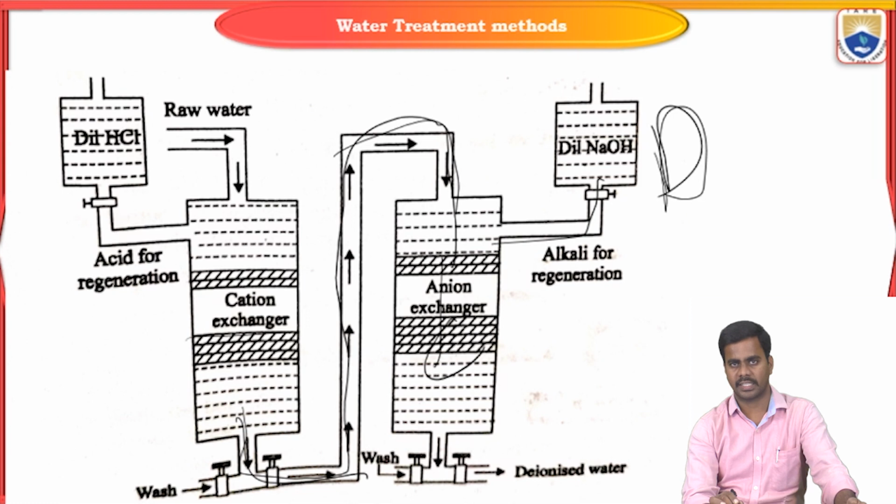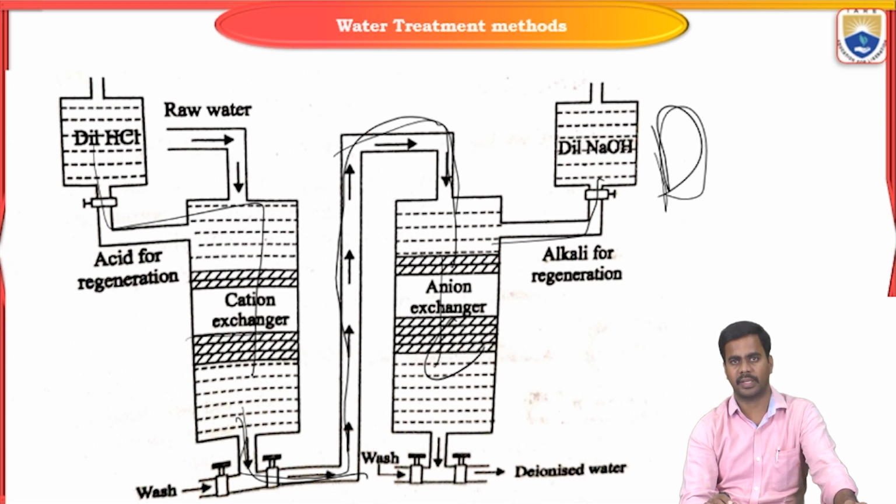How will they be regenerated? They will be regenerated by HCl and NaOH respectively. So first we have to regenerate the cationic exchanger. That's why we pass dilute HCl from tank A to tank B.